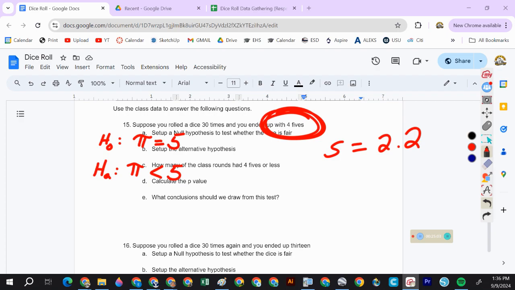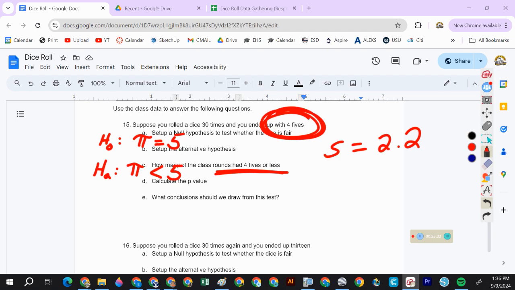So how many of the class rounds had 4 or less? Where am I going to get that number? I've got to go to the spreadsheet and count. What am I going to count? Well, we're all counting 5s. Which rounds are going to be included in this? 4s and 3s and 2s and 1s and 0s, right?